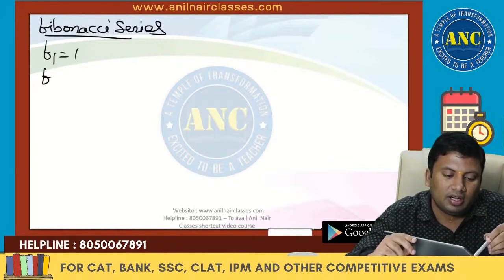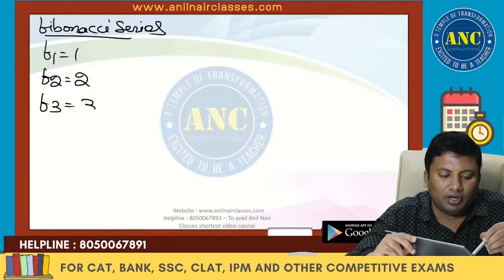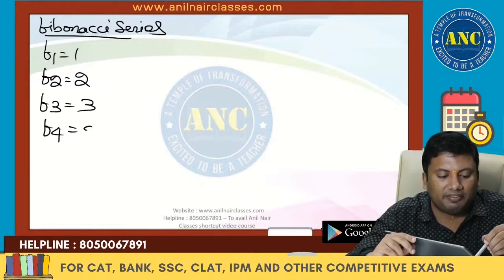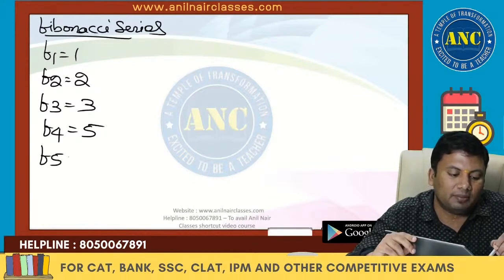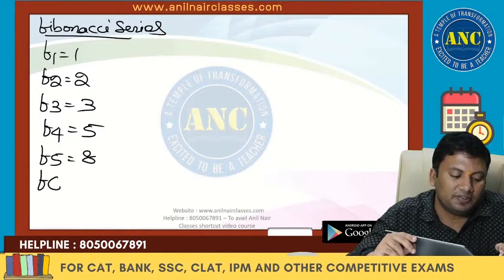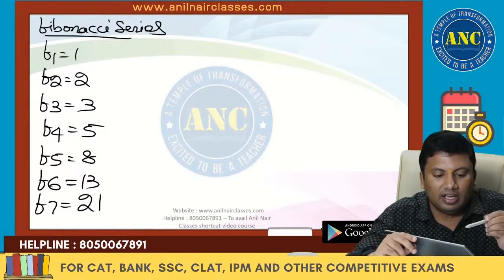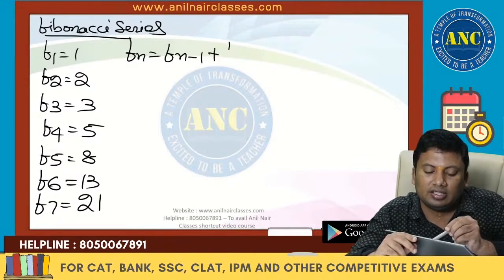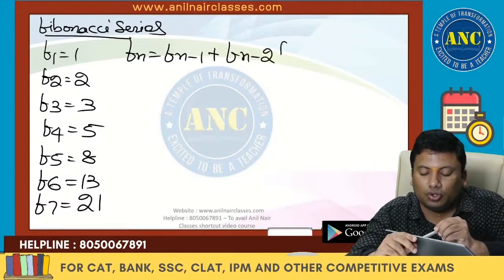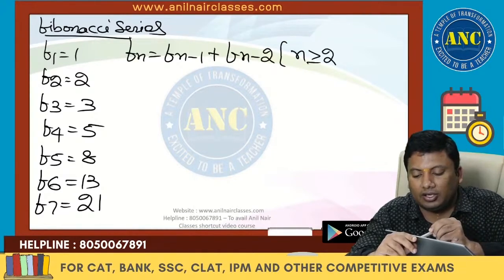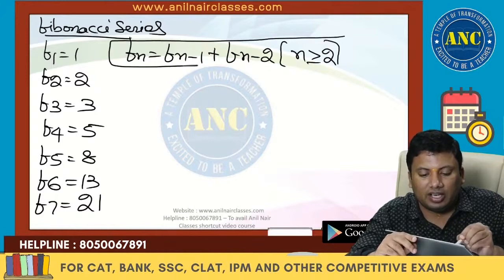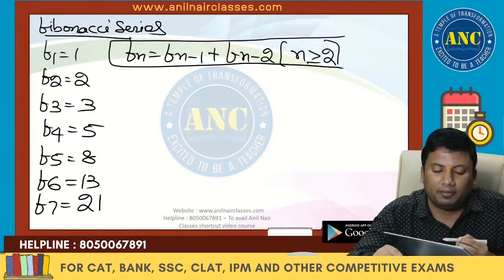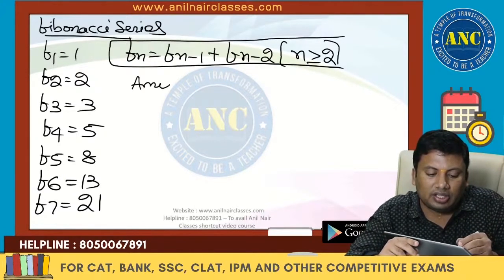F1 is 1, F2 is 2, F3 is 3, F4 is nothing but 2 plus 3, 5. F5 is nothing but 5 plus 3, 8. F6 is 13. F7 is 21. These are nothing but a Fibonacci series. Fibonacci series is the sum of the previous two elements. Fn equivalent to Fn minus 1 plus Fn minus 2.